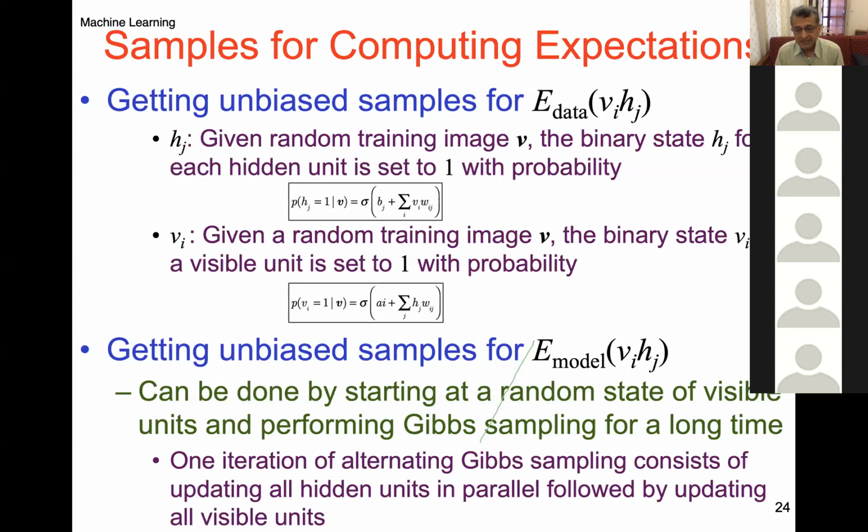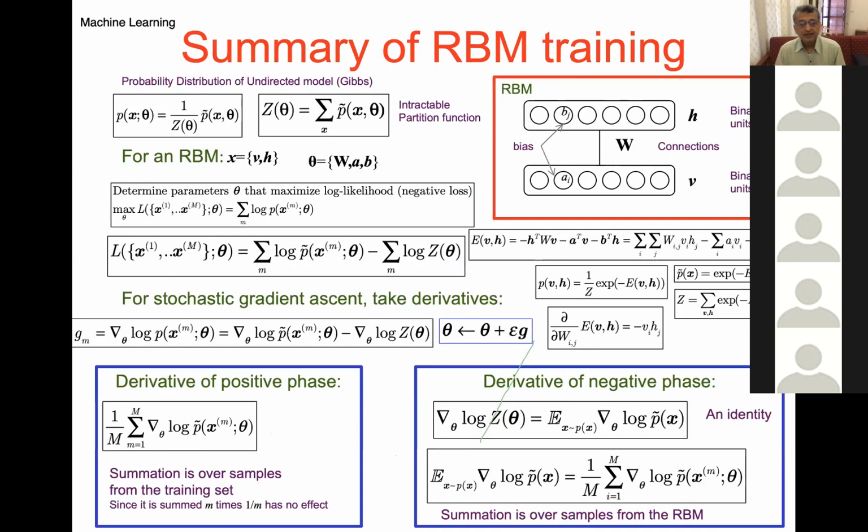Similarly, getting unbiased samples from the model. So first one is getting samples from the data set. The second one is getting unbiased samples from the model. Can be done by starting at a random state of the visible unit, performing Gibbs sampling. Basically, we're saying use Gibbs sampling. This is like, how do you generate samples from your model? Well, use Gibbs sampling. And then, of course, you need to get good samples from the data also. We want a specific one, VIHA. So that's telling you that there's a certain way you can do it.